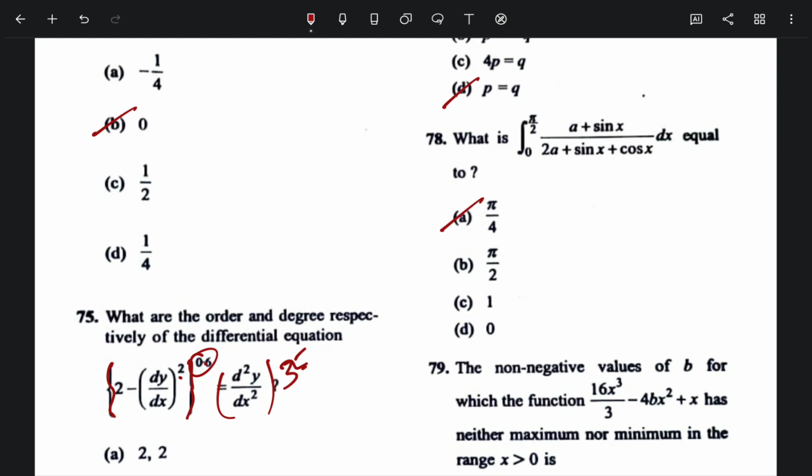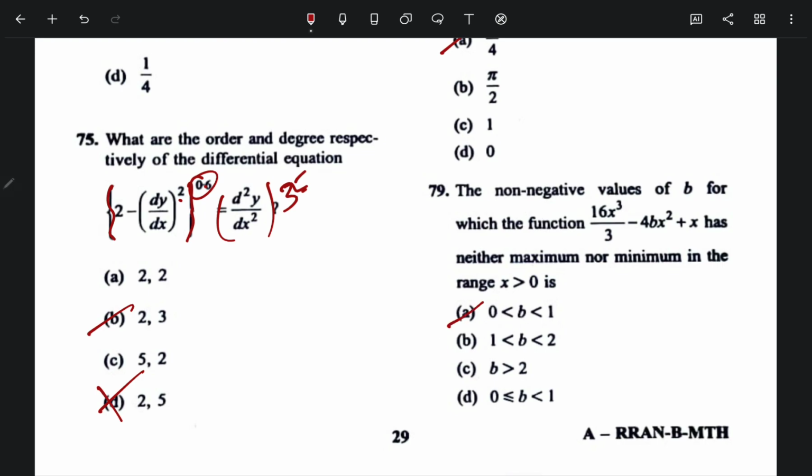So that formula. Then again you have a, so b will range from 0 to 1, neither maximum nor minimum in the range x greater than 0, which means that the function is oscillating, or the function is going in a straight line. So you will not have a minimum value. It goes on to infinity.